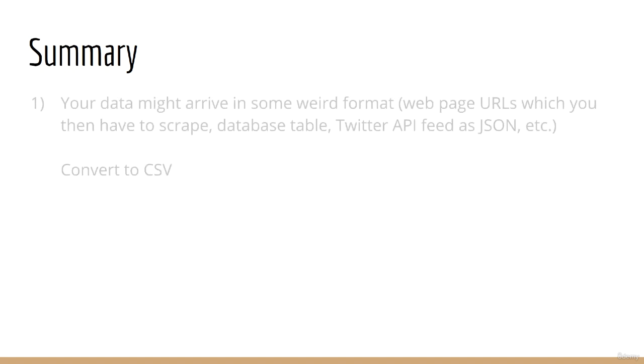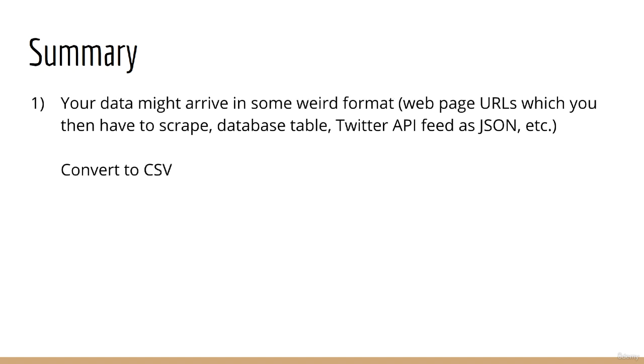Okay, so let's summarize all the conceptual steps that need to happen in a text preprocessing pipeline. First, your data might arrive in some weird format, like, for example, it might be a collection of web page URLs or a database table, or you might be using the Twitter API to download tweets as JSON documents. For reasons you'll understand very soon, it'll be convenient if you can format these into a CSV.